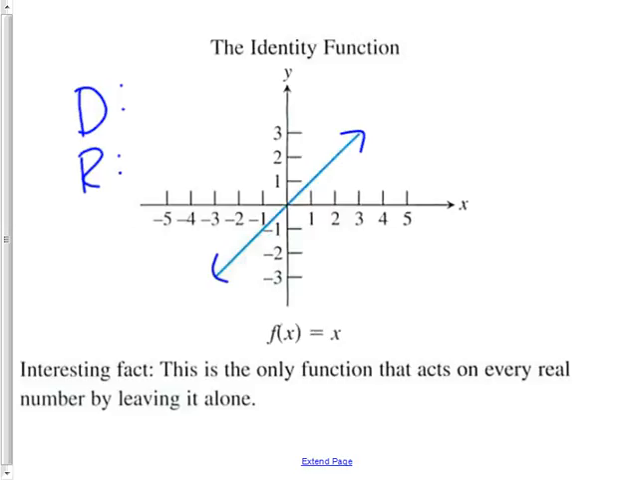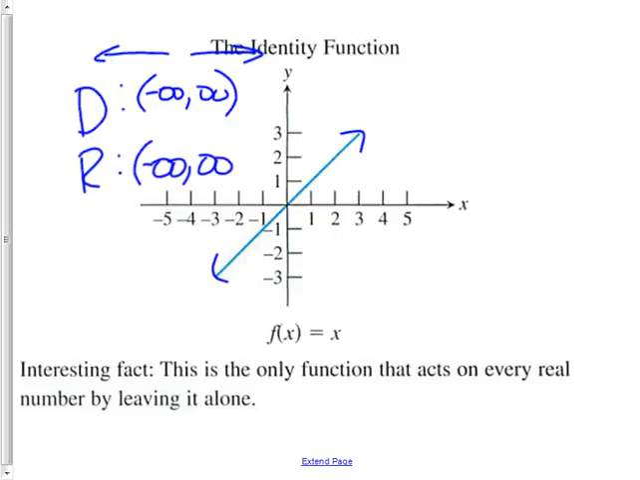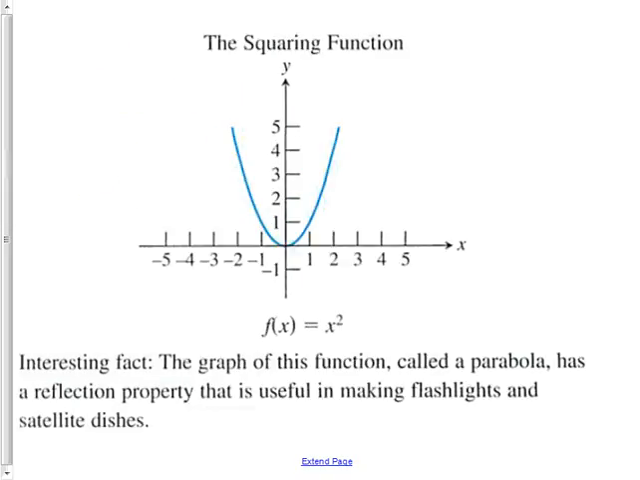Would you agree that the domain goes forever to the left and forever to the right, thus negative infinity to infinity? You with me on that one? Okay, how about up, down? What's the lowest it goes? Negative infinity. What's the highest it goes? Positive infinity, so there we go. Very simple domain and range, everything. Okay, moving on. This guy, domain. Negative infinity to infinity. How about the range?